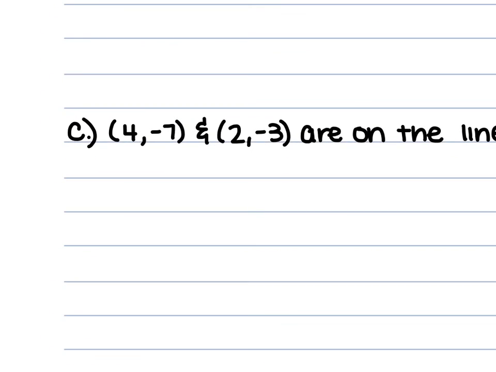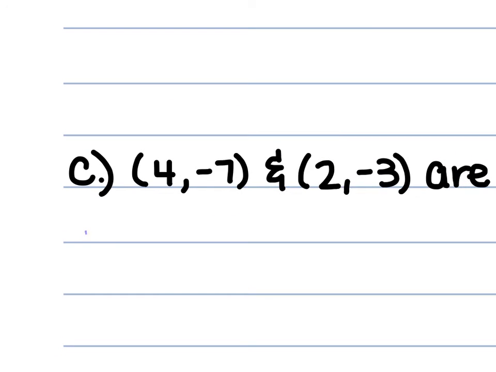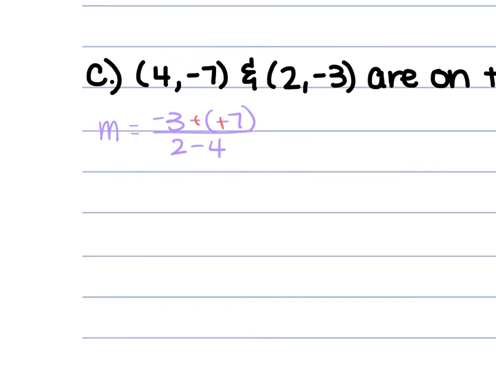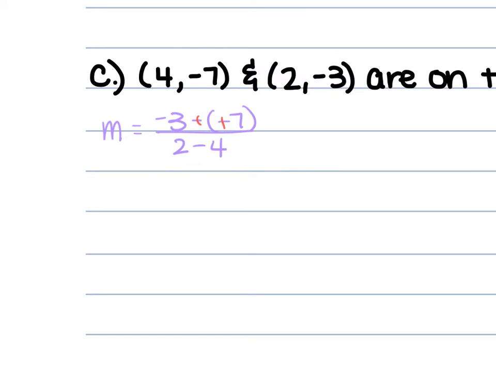For C, we have 4, -7, and 2, -3. So again, we're going to find our slope first. We have -3 minus -7 over 2 minus 4. Two negatives turn into positive. 3 minus 7 is 4. 2 minus 4 is -2. So this is going to give us -2. Our slope is -2.